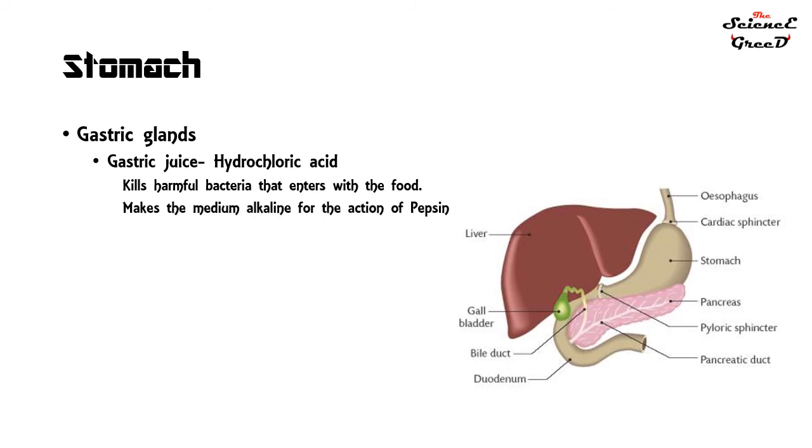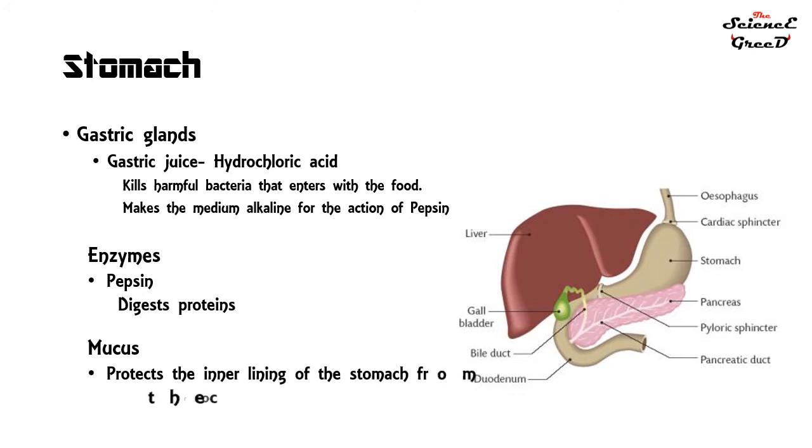The protein digestion begins in the stomach. Please note that the protein digesting enzyme pepsin is active only in the presence of an acid. So, the function of hydrochloric acid in the stomach is to make the medium of gastric juice acidic so that the enzyme pepsin can digest the proteins properly.